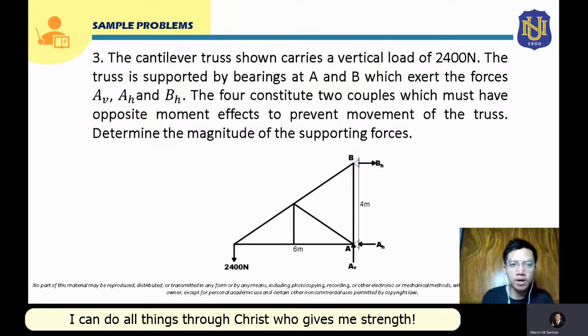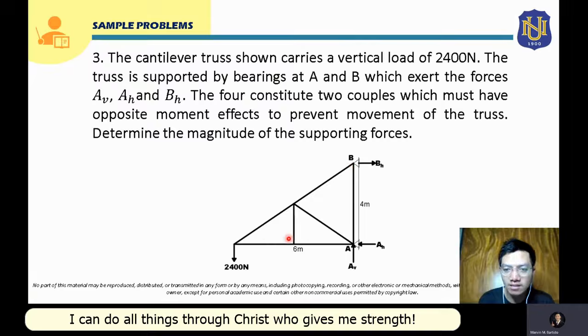So let's proceed to sample problem number 3. The cantilever truss shown carries a vertical load of 2,400 Newton. So this is the 2,400 Newton load. The truss is supported by bearings at A and B, which exert the forces AV, AH, and BH. The four constitute two couples which must have opposite moment effects to prevent movement of the truss. Determine the magnitude of the supporting forces.